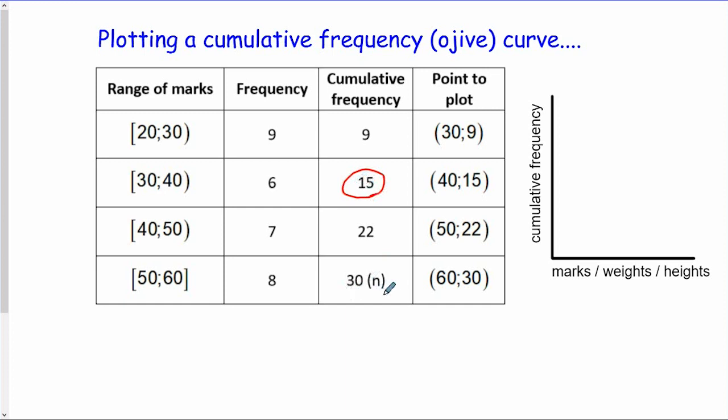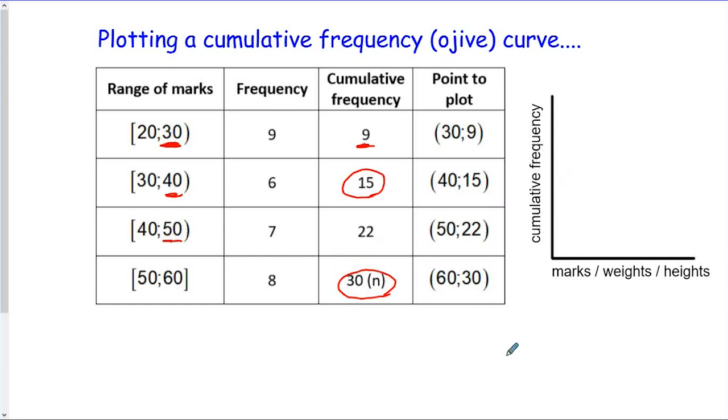The last number in our cumulative frequency column is the number of data items, the total number. And that means that obviously 30 people got a mark of 60 or less. When we plot the cumulative frequency curve, we use the right-hand end of the interval and our cumulative frequency as the point to plot. So you'll notice we plot 39 and then we plot 40, 15, 50, 22.